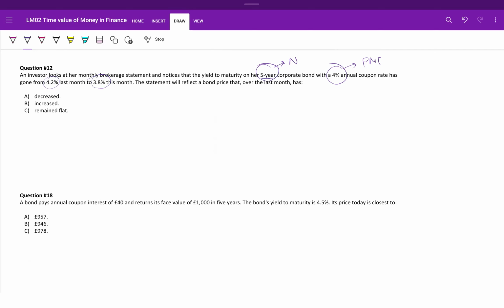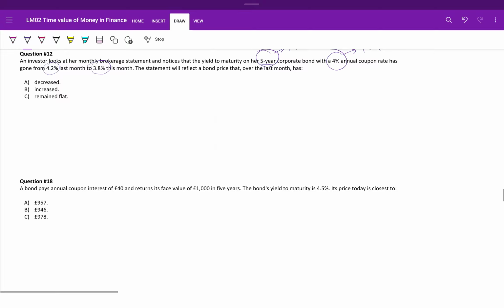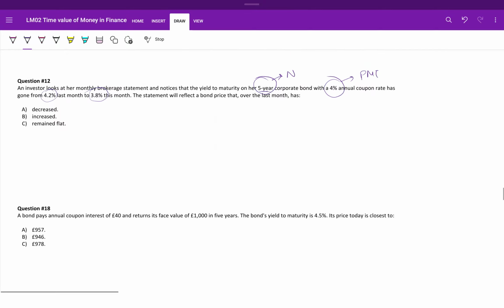So the coupon payment is 4, and the yield to maturity has now decreased from 4.2 to 3.8. The statement will reflect that the price of the bond over the last month has done what? So here in this case, the coupon payment is 4. There are two cases. Case number 2, case number 1.